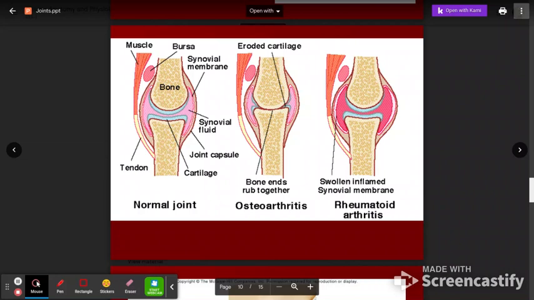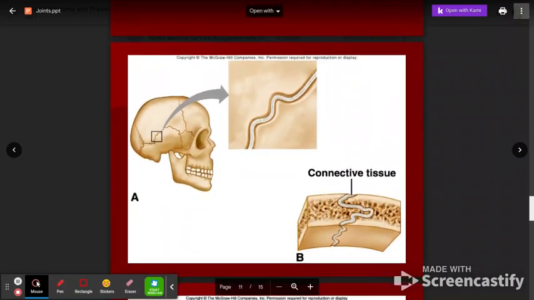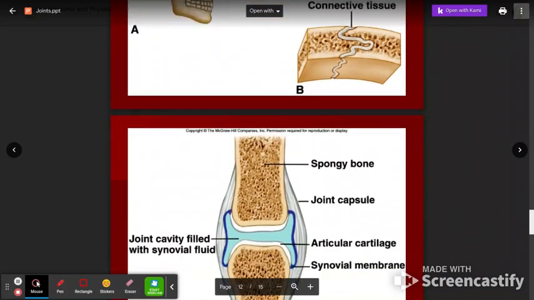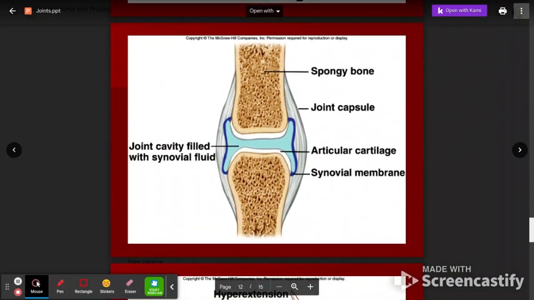All right, your sutures are nothing more than connective tissue in your skull, holding your skull together. This picture is just showing you what we've already talked about, a blown up picture of things that you should know: a joint capsule, articular cartilage, and fluid is the blue stuff. And that is a healthy joint.